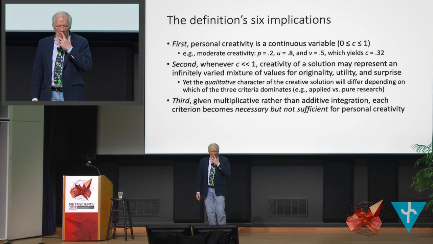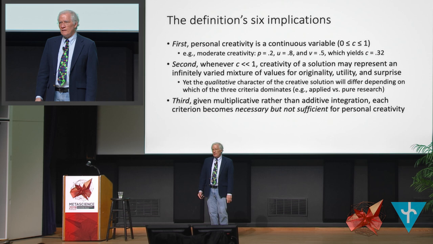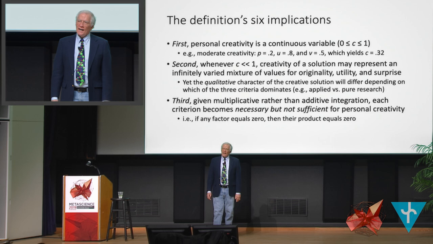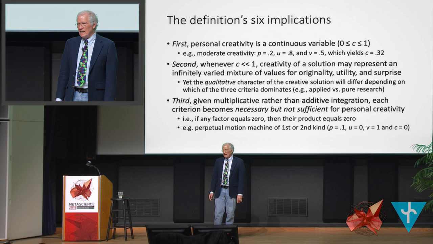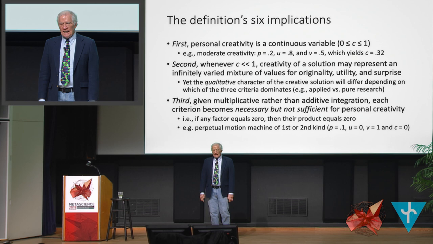Third, given multiplicative rather than additive integration, each criterion becomes a necessary but not sufficient basis for personal creativity. If any factor equals zero, then their product equals zero. This is just basic math, okay? For example, if you decide to invent a perpetual motion machine, the first or second kind, I can guarantee you that it has zero utility because it violates the first two laws of thermodynamics. And therefore, because the utility is zero, creativity has to be zero.